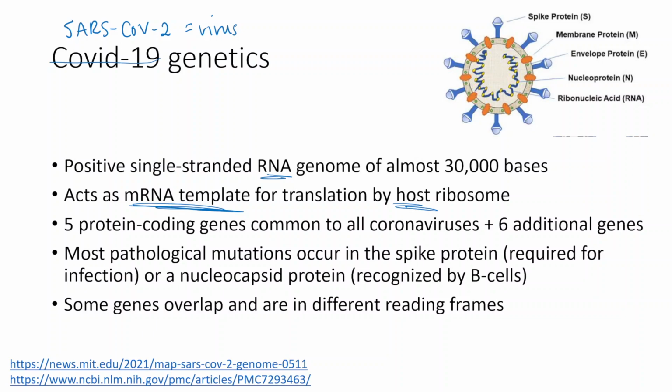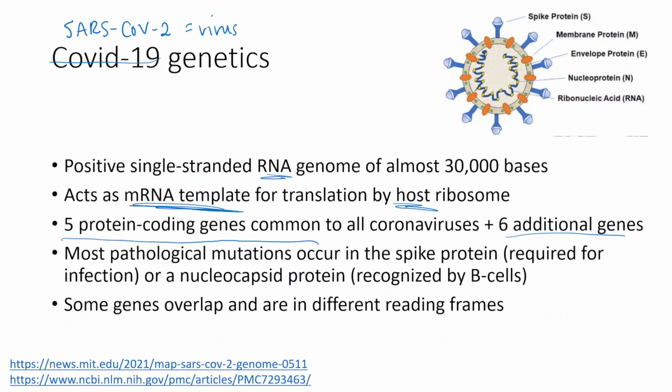So for coronaviruses in general, there are 5 protein coding genes that they all have in common. And there are also 6 additional genes that SARS-CoV-2 has that are different from other coronaviruses. And as the virus replicates, it's going to gather mutations. So as the genome gets copied, there's going to naturally be some mistakes that get made. And those mistakes might end up making RNA that codes for a different amino acid than was originally in that position. And so you end up with changes.